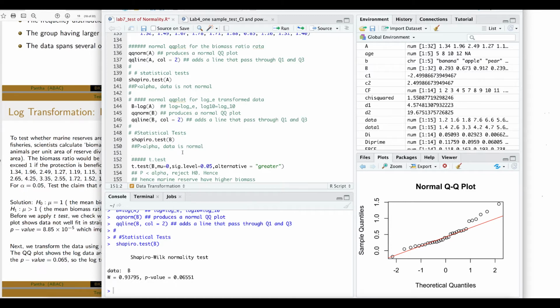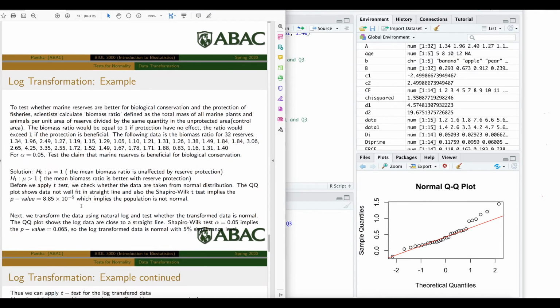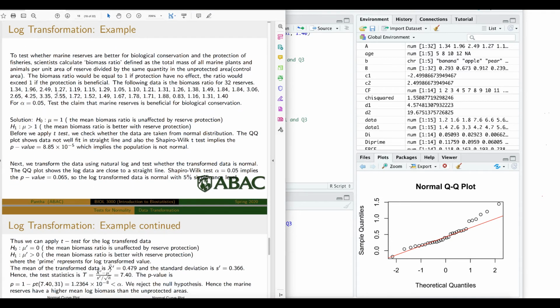Now you can do the t-test for that transformed data. What is the transformed data? That is b, right? So I'm going to do t.test of b with mu equals 0. Why mu equals 0? Look at this. After you take the log on all those data, you take the log on this one too. So log of mu equals log of 1, and the natural log of 1 is 0. Log of mu I denote by mu prime. So mu prime equals 0 versus mu prime greater than 0.